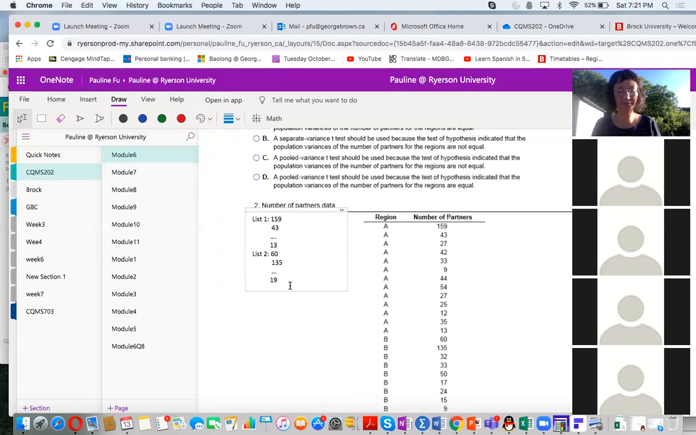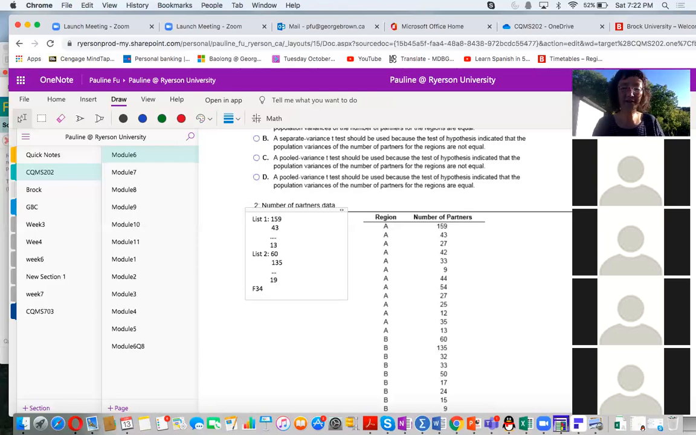This is my calculator, and I typed in list 1. Okay, I already pre-typed it to save some time. So once you type in those lists, then you press F3 test, okay, and then F4, F test, so F3, F4.